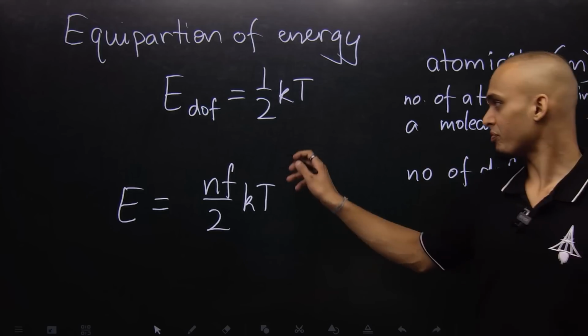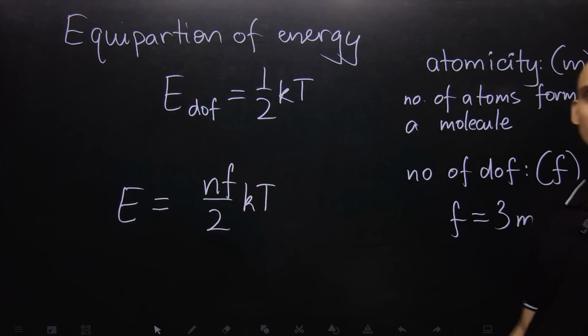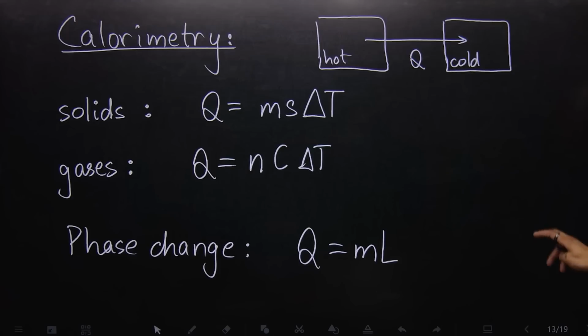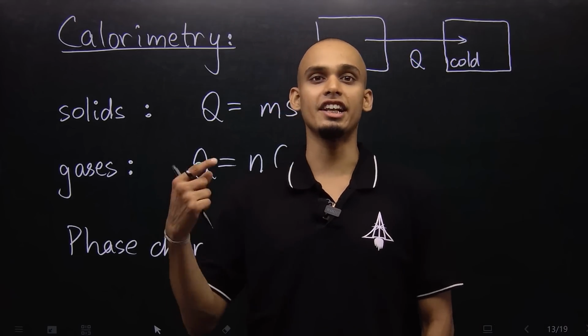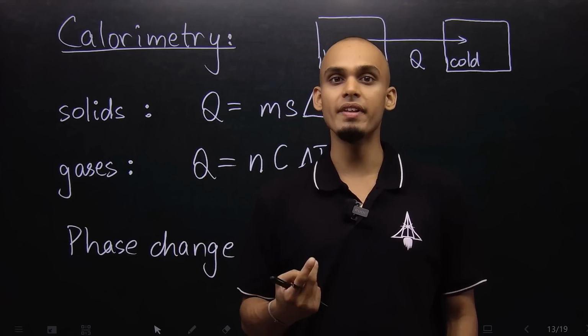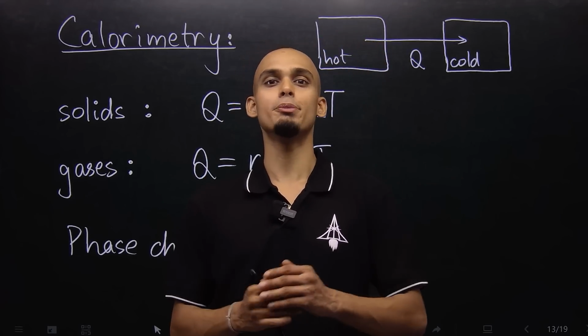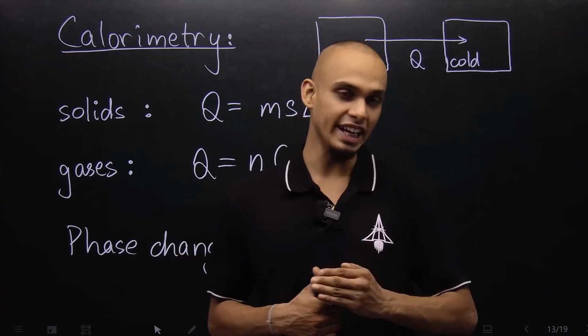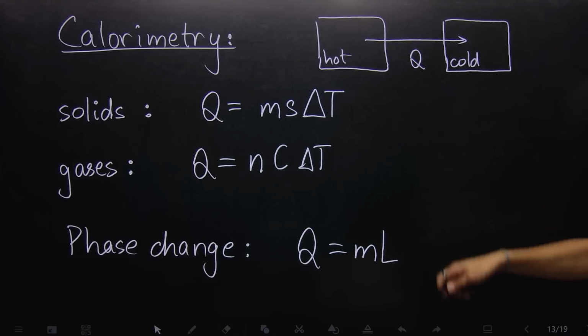Just remember the fact that energy is stored per degree of freedom and you will be able to do the rest easily. In thermodynamics, the chapter is divided into 3 units: calorimetry, thermodynamic processes, and then heat transfer. In calorimetry, we basically keep track of any heat exchange between two objects. A hot object will provide heat to a cold object.